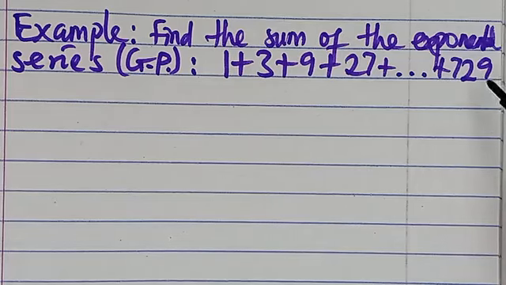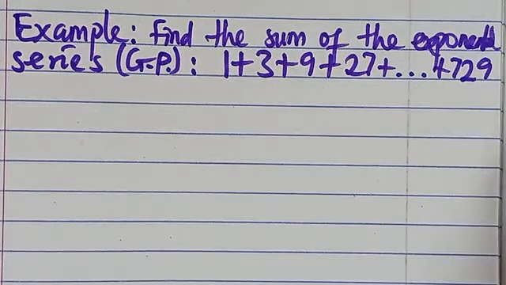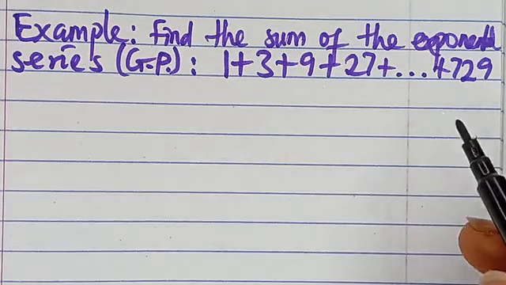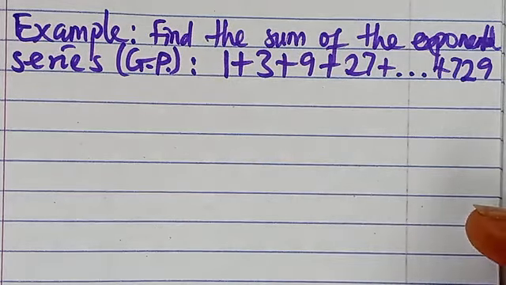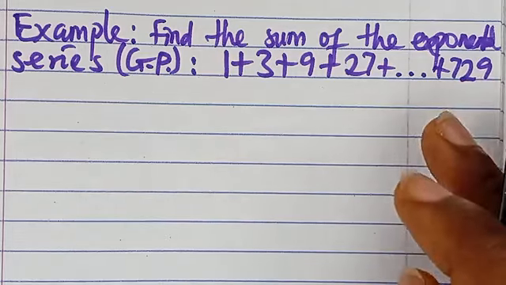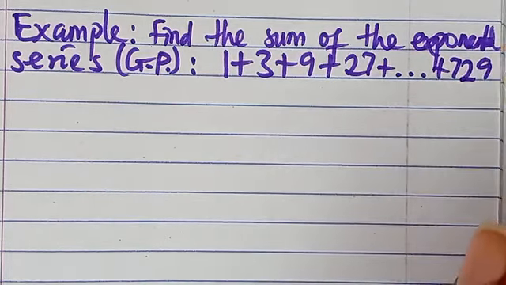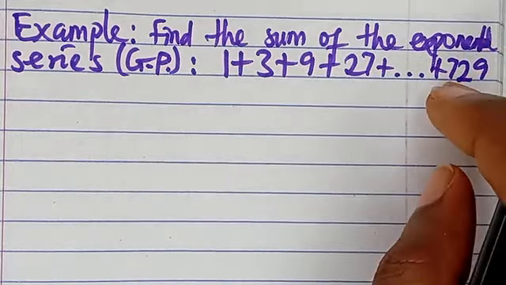So this is a finite series. If it ended with "and so on", we wouldn't know the end, and we would call it an infinite series. So this is a finite series. A finite series is a series that has an end, so you can actually see the last term of this series.